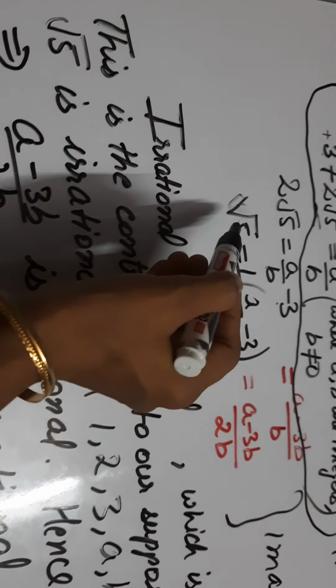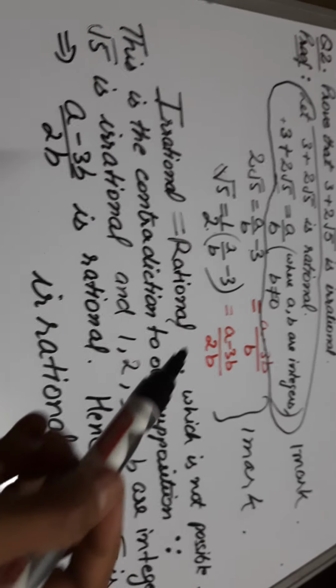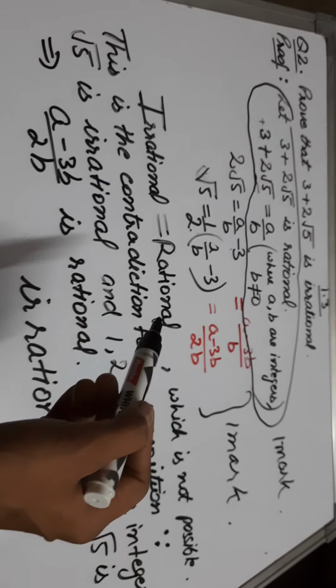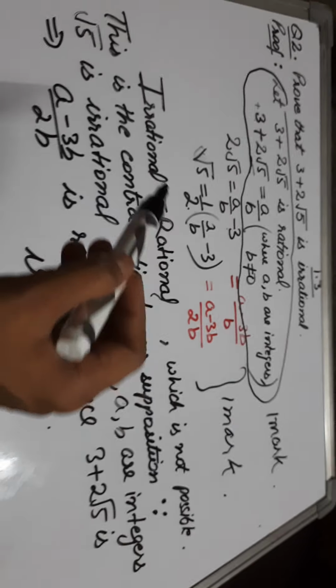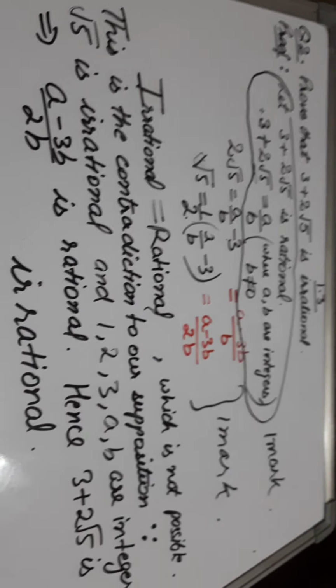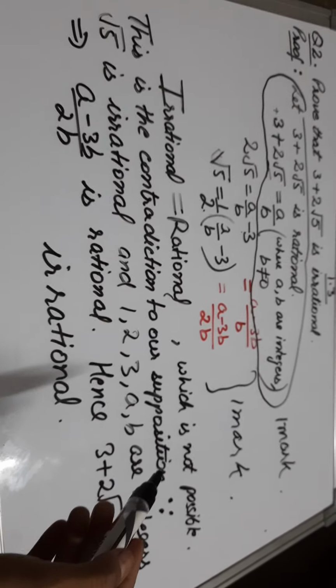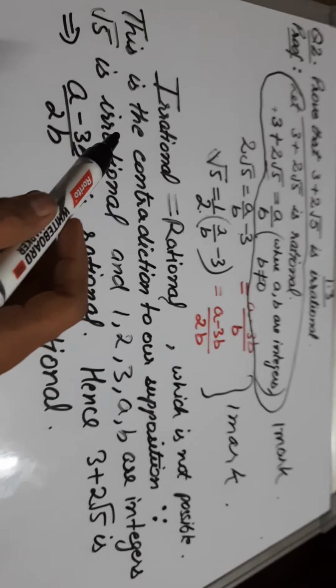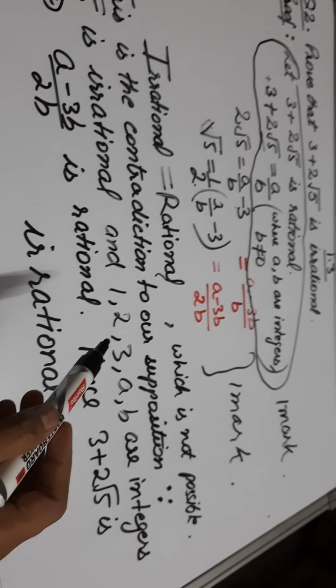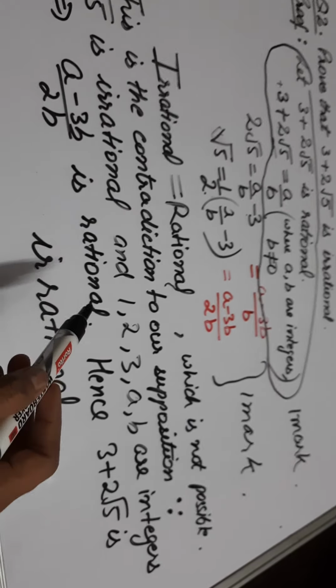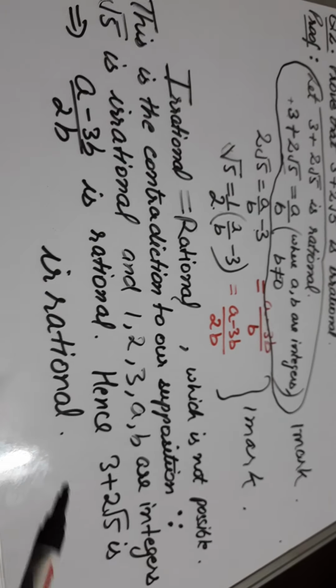But by the theorem, as the square root is irrational and right hand side is rational, which is not possible. An irrational number cannot be equal to rational. So this is the contradiction to our supposition because root 5 is irrational and because all these are integers, so this is rational. Hence 3 plus 2 root 5 is irrational.